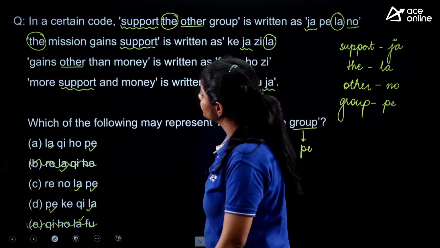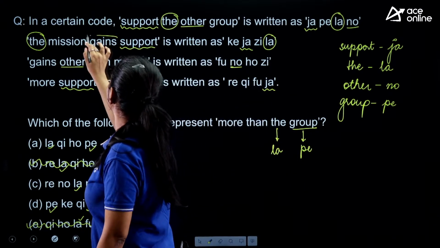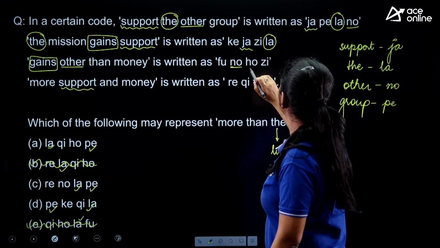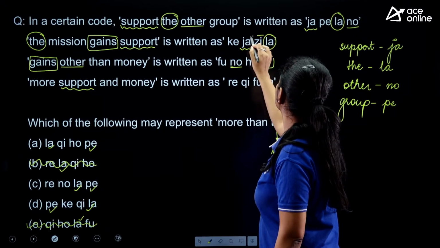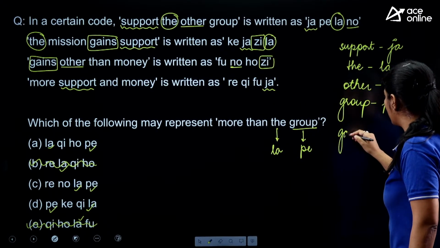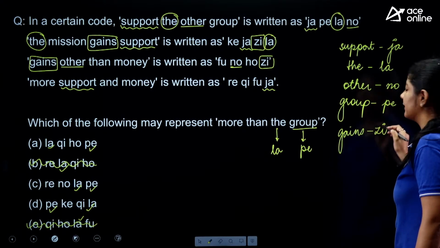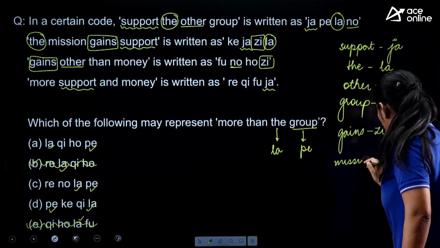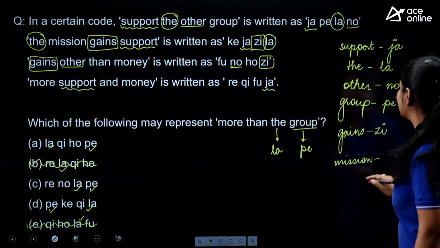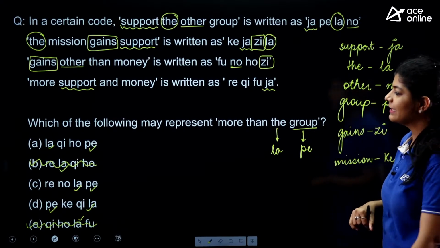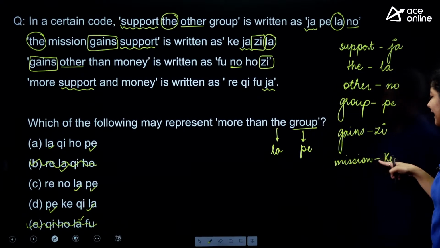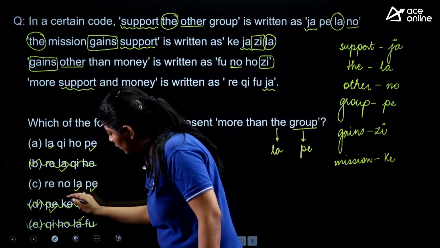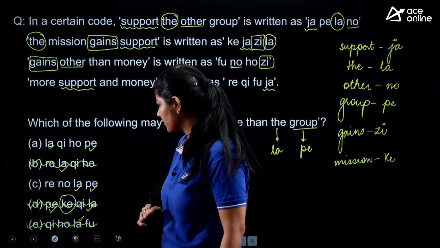Now the next one. If we will see, here we are having a word gains, and here also we are having a word gains, right? And the common code that we are having is ZI, right? So we can say that for a word gains we can write ZI. So in this one we are only left with one word, that is mission, and one code, that is KE. Now if we know that KE stands for missions, then there is no point of selecting this option. So because of this KE we can easily eliminate this option, right?